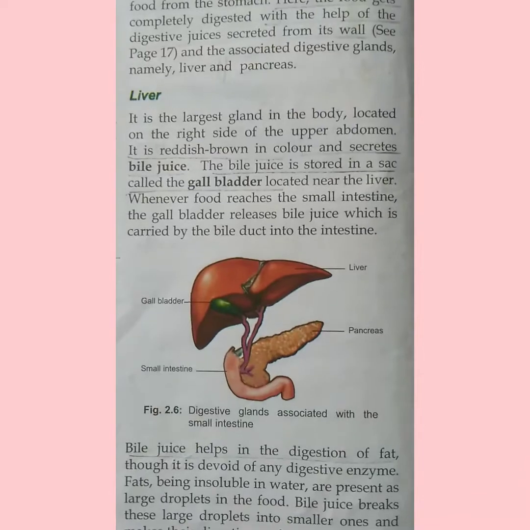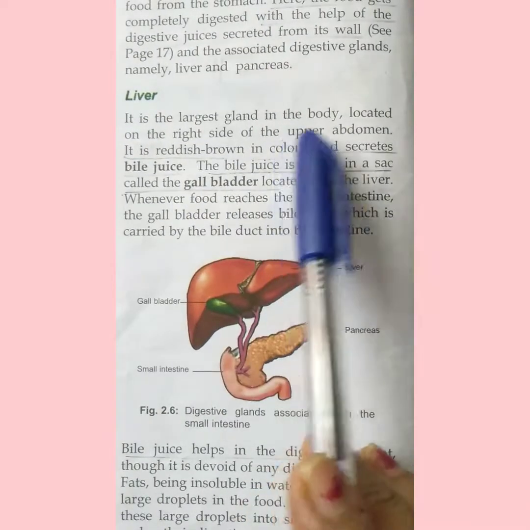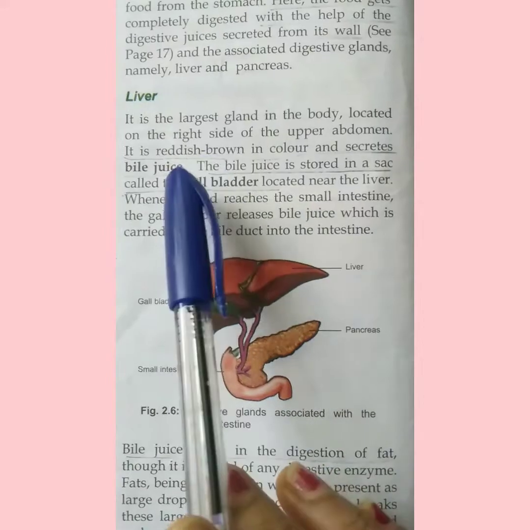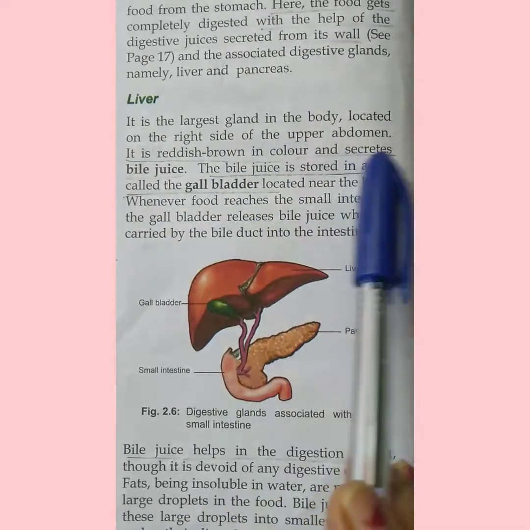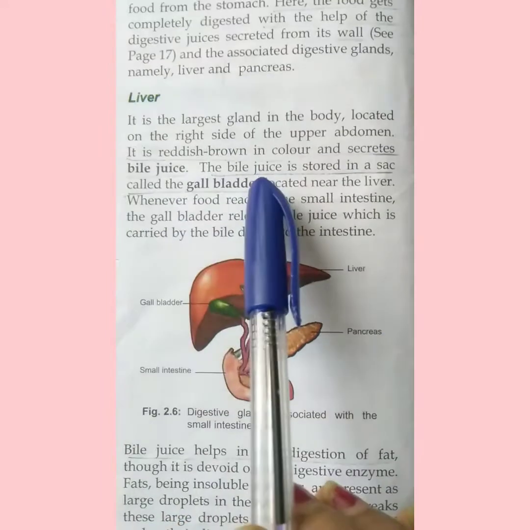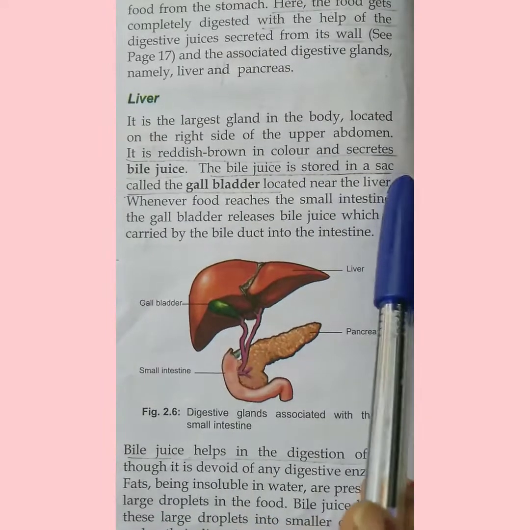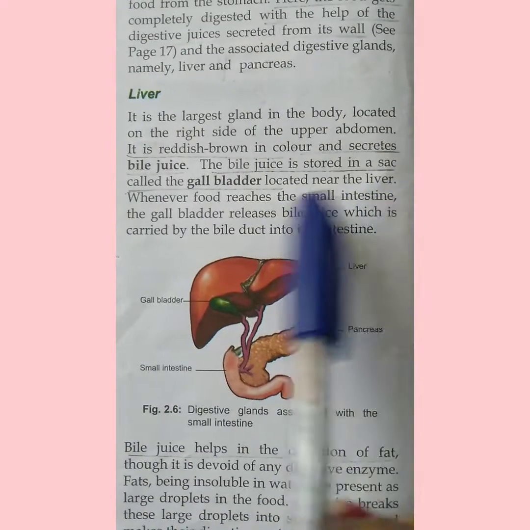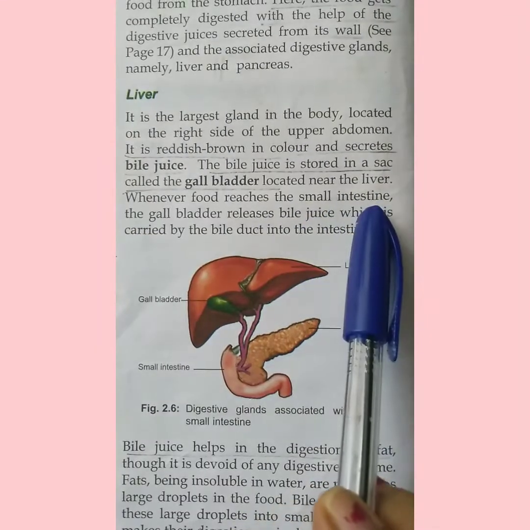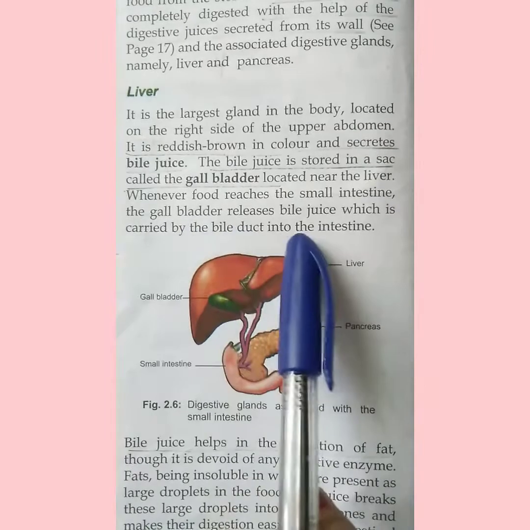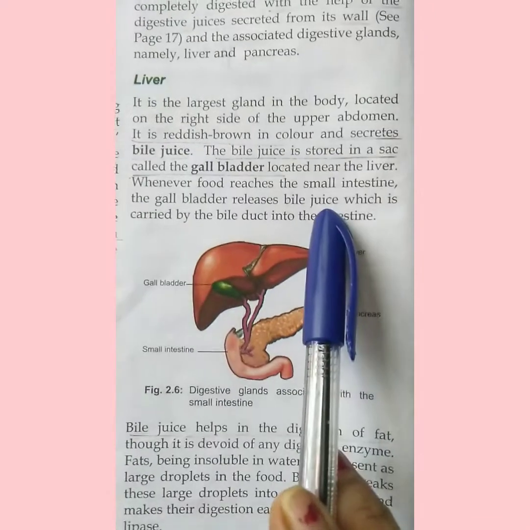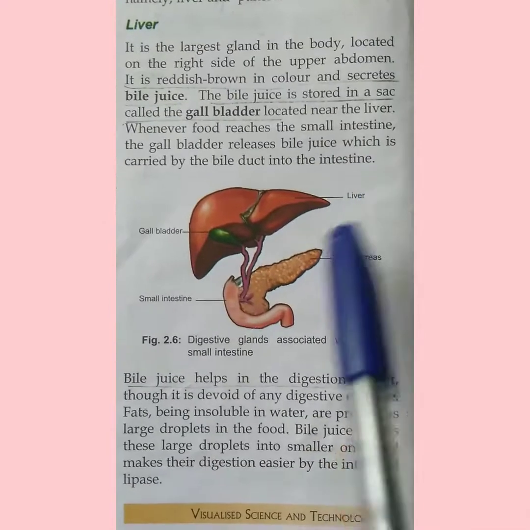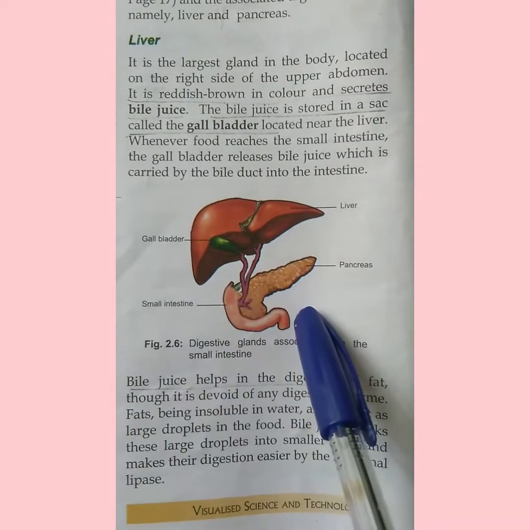Next is liver. It is the largest gland in the body, located on the right side of the upper abdomen. It is reddish brown in color and secretes bile juice. The bile juice is stored in a sac called the gallbladder, located near the liver. Whenever food reaches the small intestine, the gallbladder releases bile juice, which is carried by the bile duct into the intestine. This is the diagram of a liver.